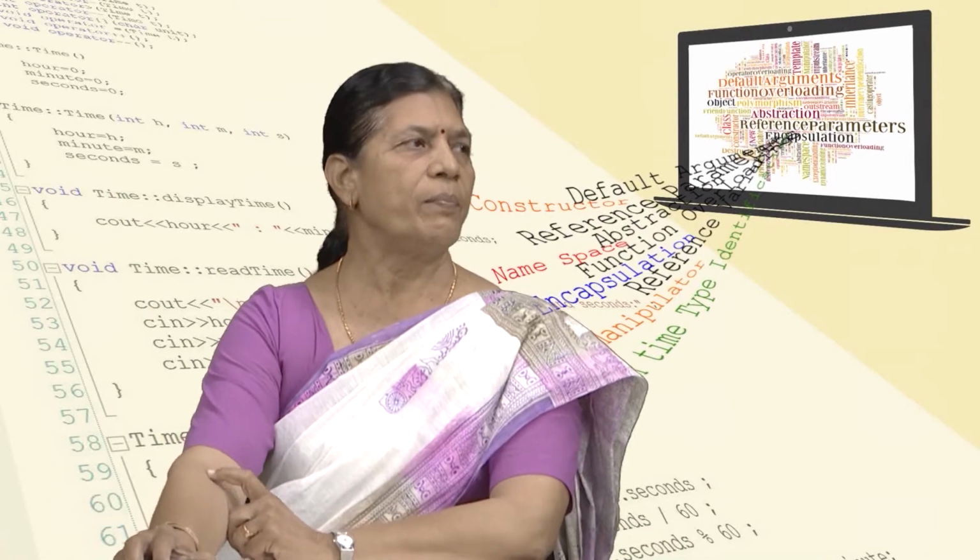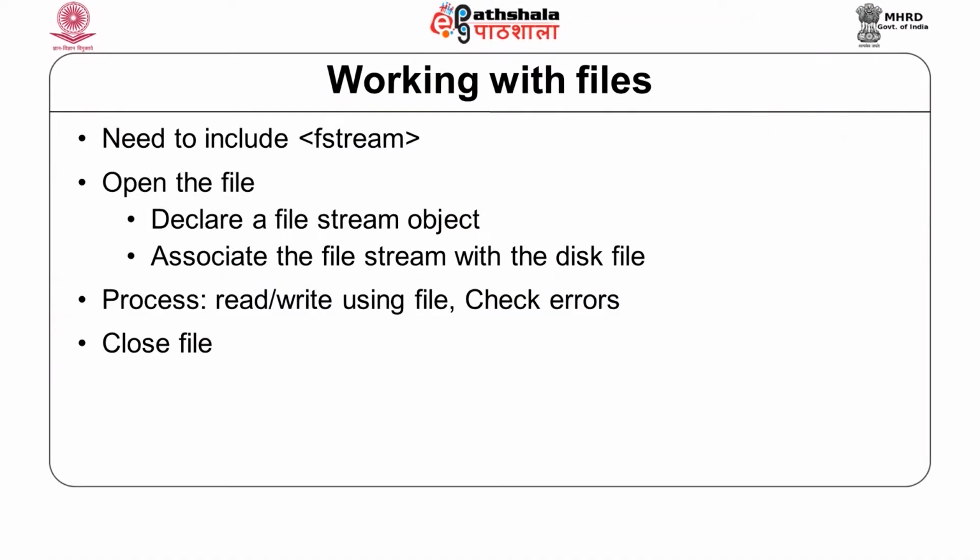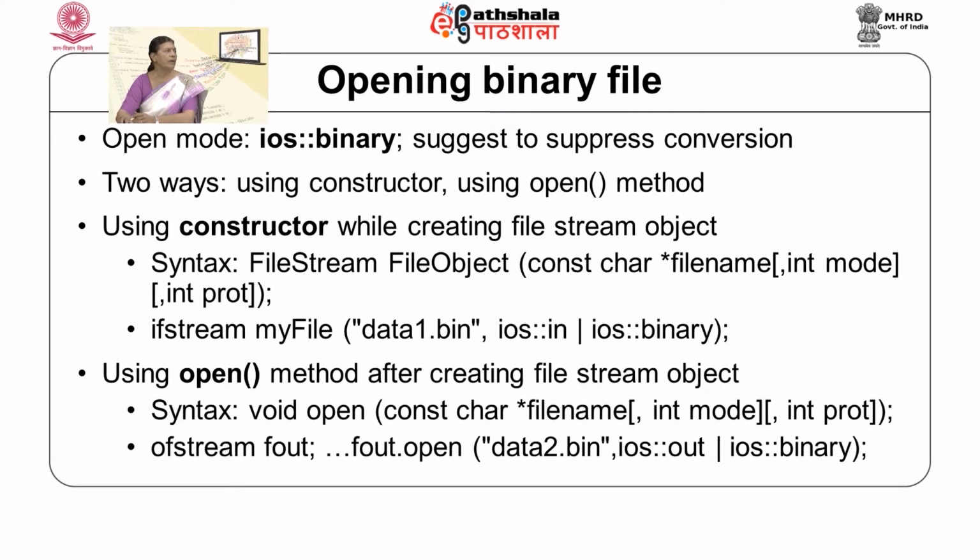Now, let us see working with binary files in detail. Working with binary files is very similar to working with text files, except for the difference in the open mode of the file, where we need to include ios::binary, and the operations read and write. So, how to open a binary file? As said, we need to specify ios::binary in the open mode, which suggests that conversion should be suppressed.